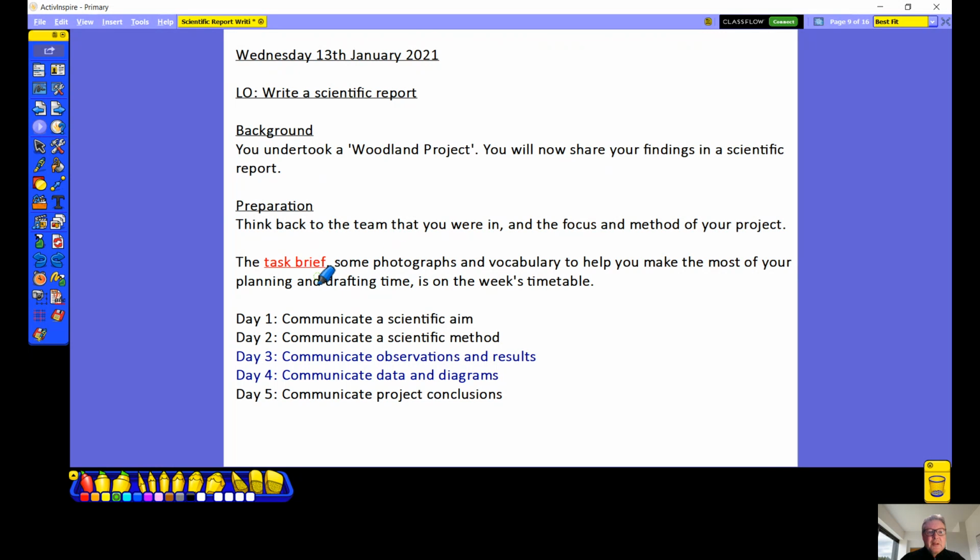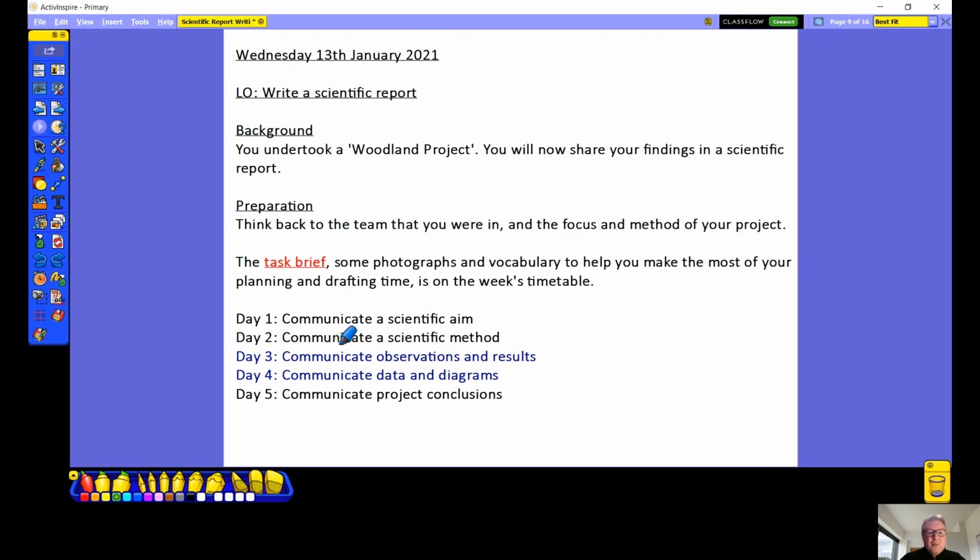It's really important that you look at the task brief. The task brief was attached to this week's timetable because that outlines some of the key questions, the project groups, it has the vocabulary and a reminder around the ecosystems and the eco-webs, and it has some photographs. Everything, in fact, that you need in order to write a really successful scientific report.